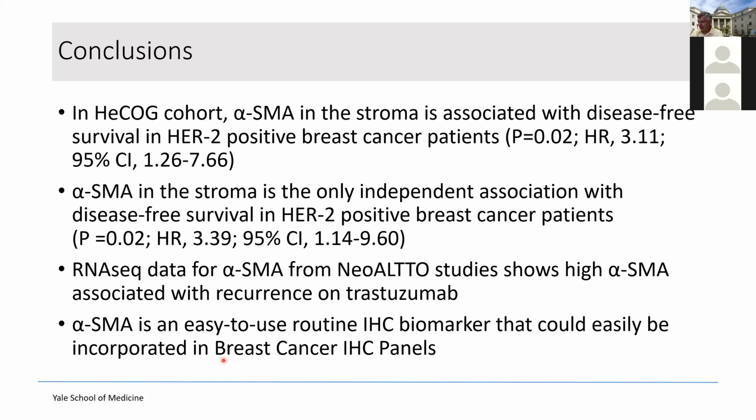It may also have value in trastuzumab deruxtecan treated patients, since our hypothesis is that when you have a lot of SMA, you're increasing the density of the stroma and making it harder for big molecules to get to the tumor. And certainly trastuzumab as an antibody-based therapy is a big molecule compared to small molecule inhibitors. So with that, I'll stop.